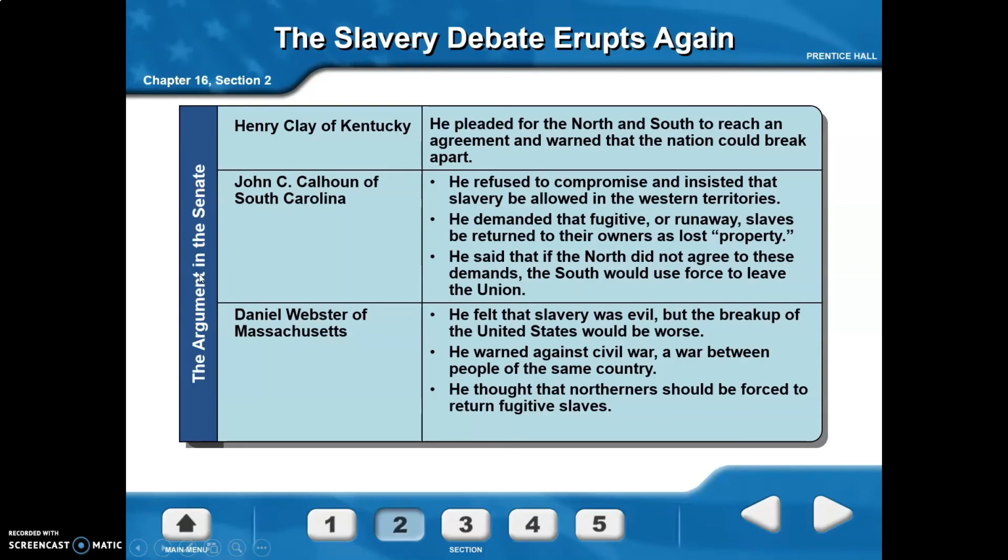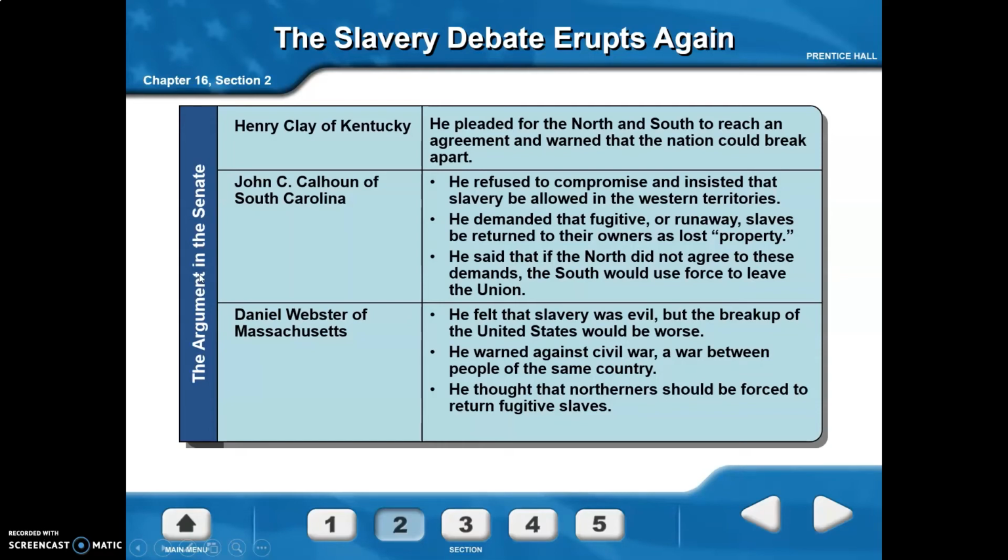And Daniel Webster, he's from Massachusetts, he said that slavery is evil and it's going to destroy the U.S. But he was afraid that the breakup of the United States was going to be so much more challenging, and worse than this whole issue of slavery, even though he thought slavery was evil. He did warn against a civil war.